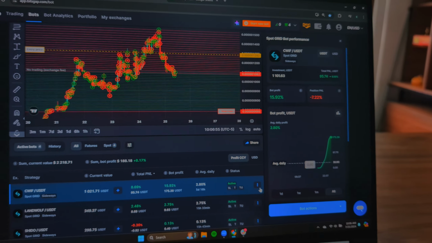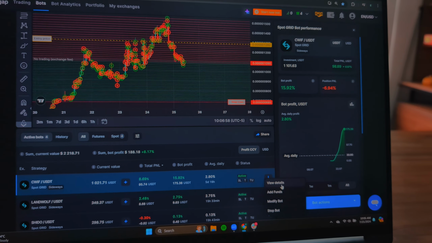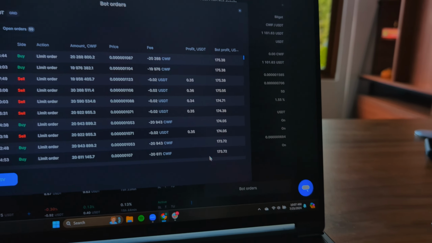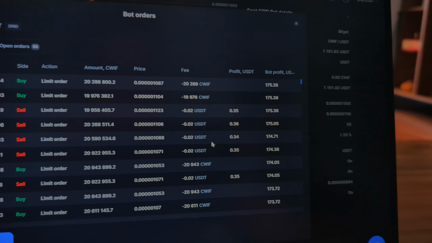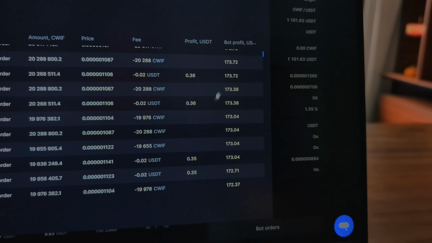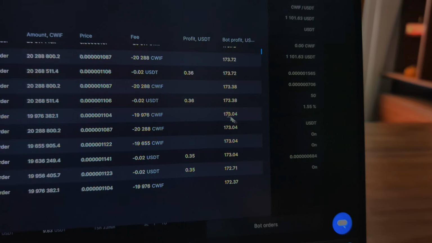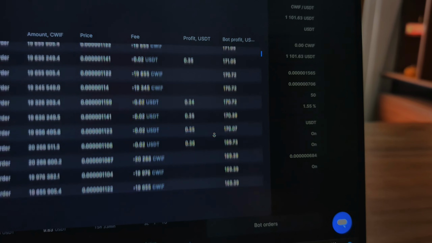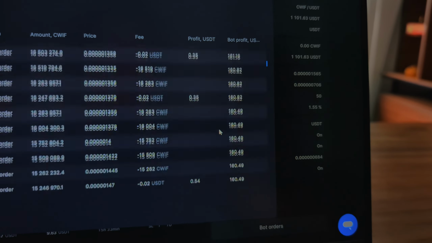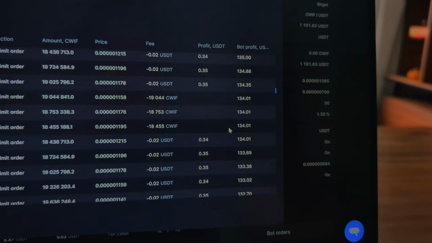Here we can also, I'm going to show you something. I'm going to click on view details and I will click on bot orders. So you can see all of the trades it has been taking over the last 5 days and the accumulated profit. You can see here how the profit is getting accumulated and it's all the way up to 175 so far in bot profit.